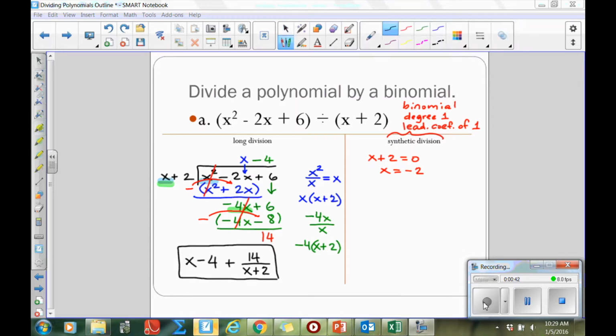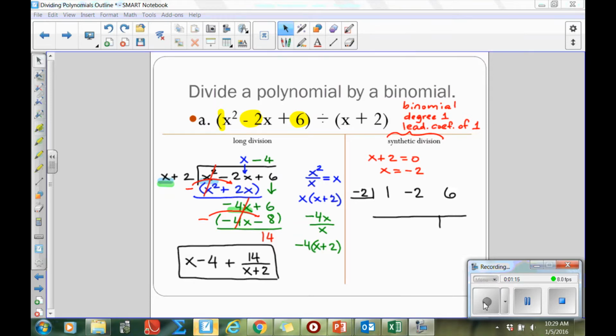Then I'm going to put that -2 into a corner box. I'm going to line up all the coefficients of this polynomial. So I have a 1x squared minus 2x plus 6. Skip a space and draw a corner box at the end. That's how you set up for synthetic division. We don't have to drag around all the variables, so it's a much quicker process.